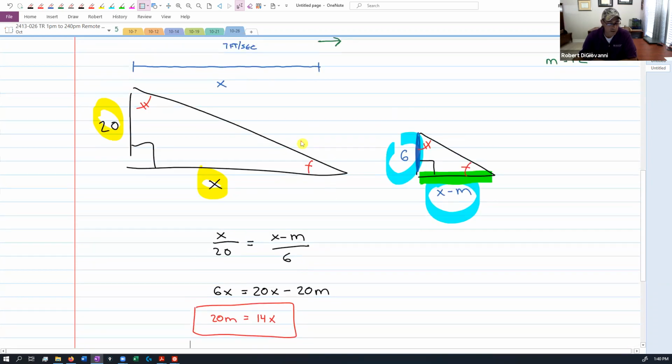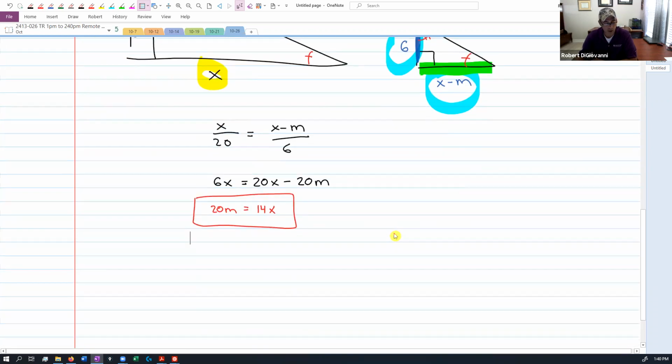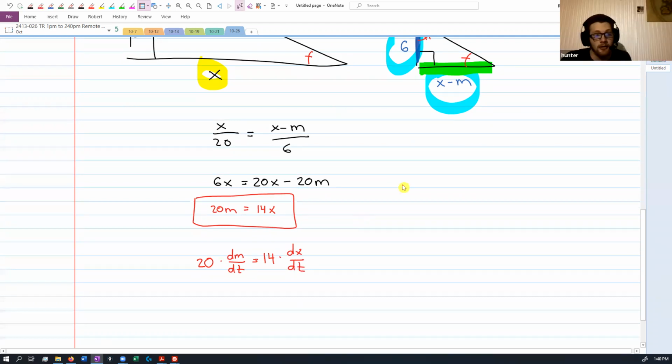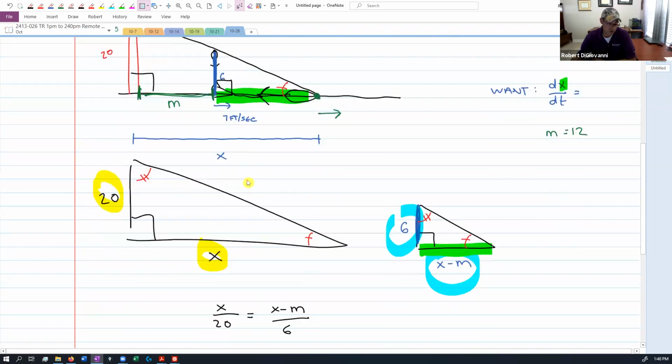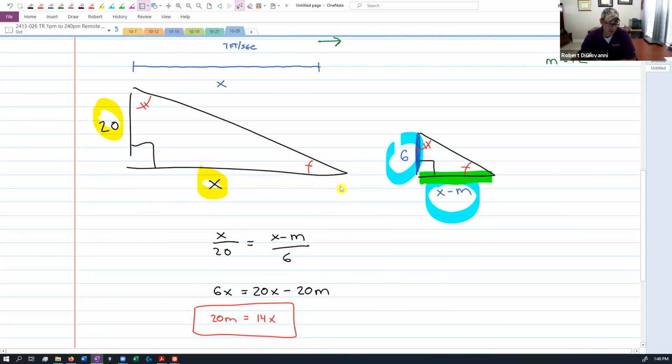How you get it is a little complicated, but I'm ready now to differentiate this. So the derivative of the left is 20 dm dt, and the derivative of the right is 14 dx dt. Oh, that's our proper formula. Yeah, that's it. Anything that relates m and x together, as long as it's based off of the geometry of the problem, which it is, it's based off the similar triangles.